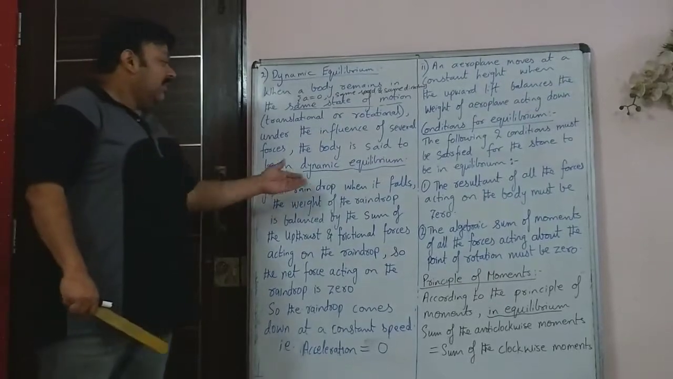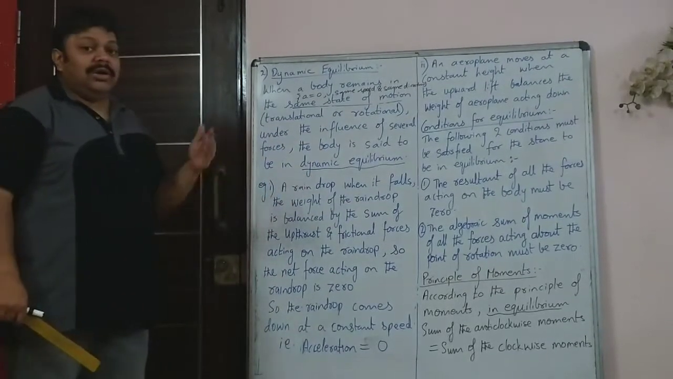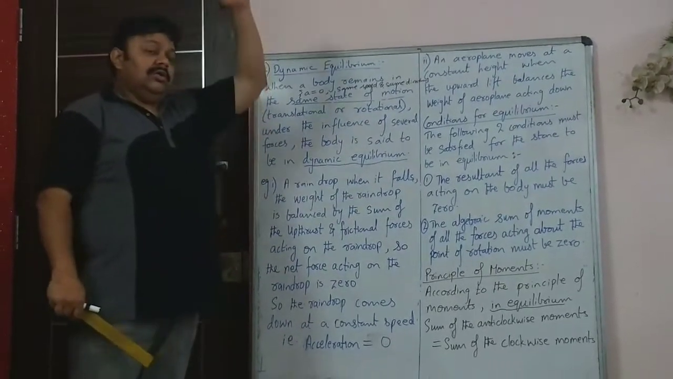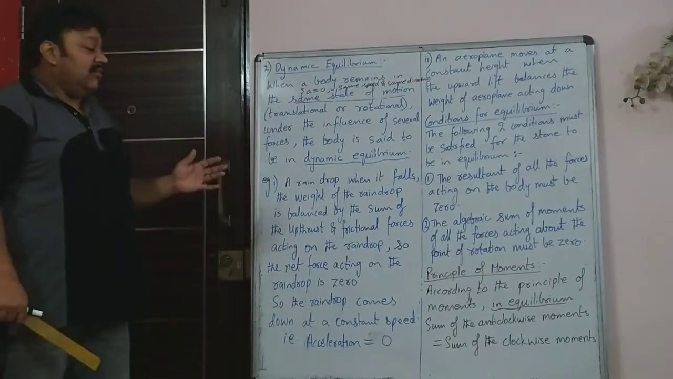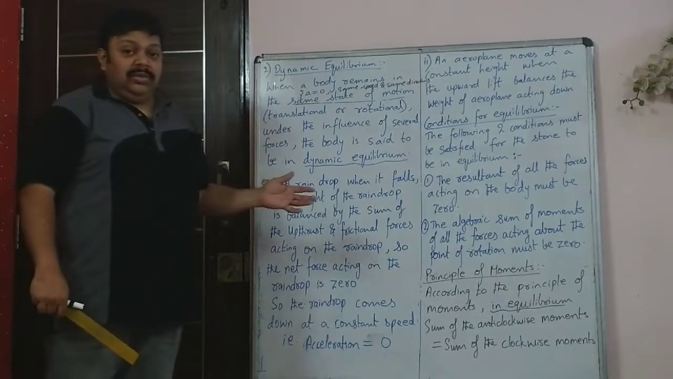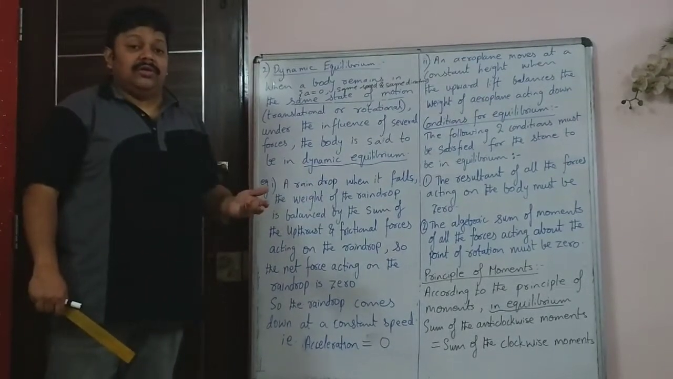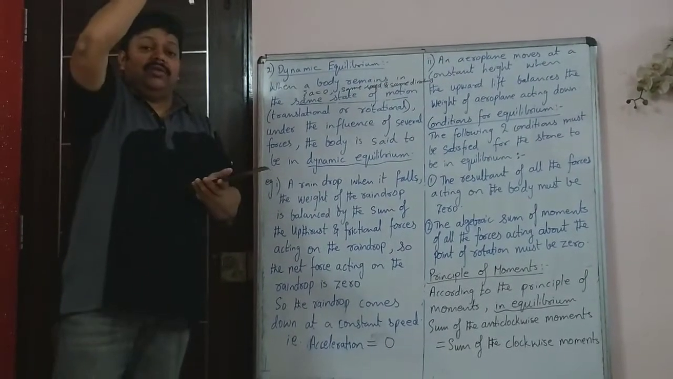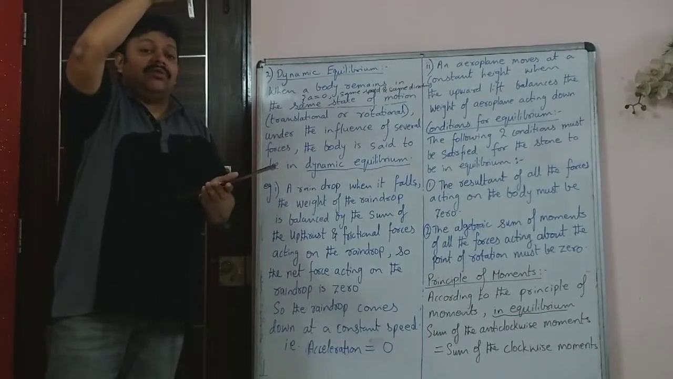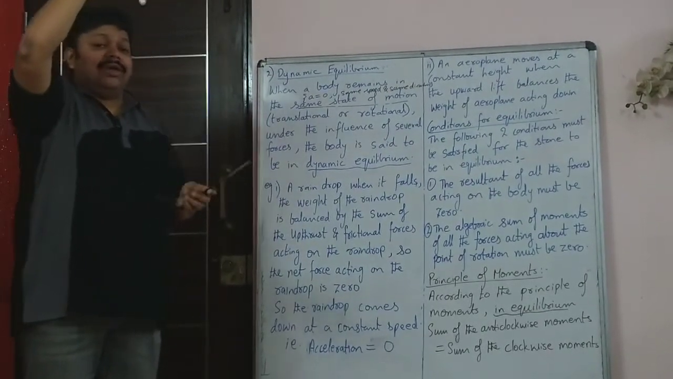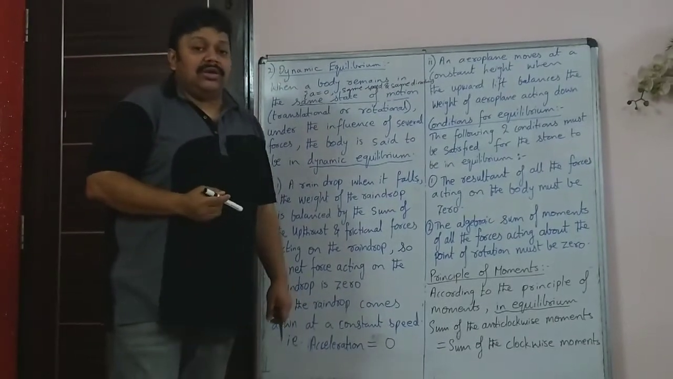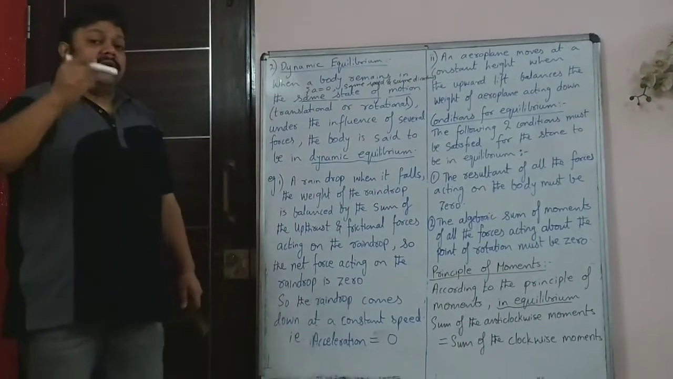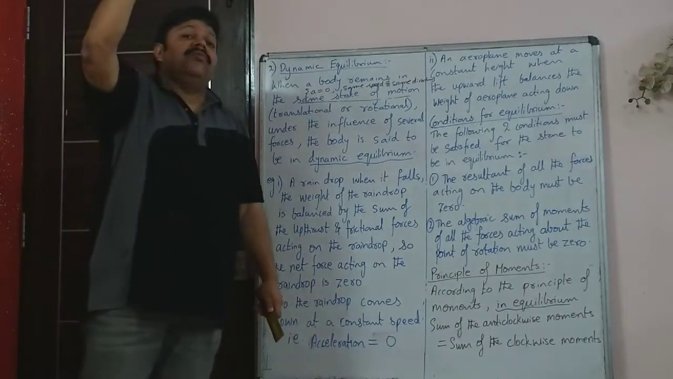For example, when a raindrop falls, this example you had seen in 9th standard also, when the raindrop is falling down, the raindrop is in a state of uniform motion. That means the acceleration is zero. Generally, when any object falls down, what is the acceleration? It is g, the acceleration due to gravity, that is 9.8 meter per second squared. That is because the body has some weight.